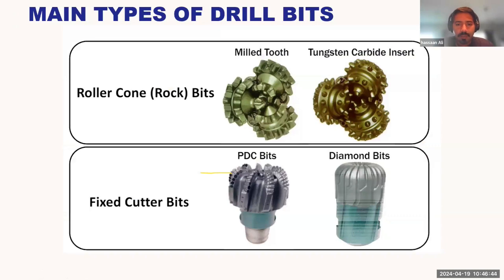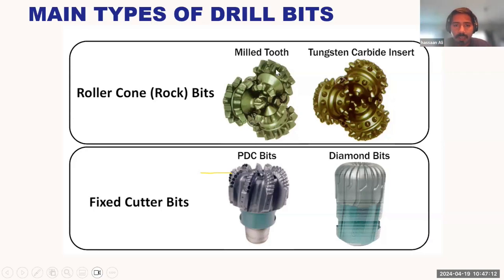Types of drill bits. There are two major types of drill bits. Whenever you talk to a drill bit person, there are two major types. One of them is called roller cone bits. These are primarily used initially when we are drilling the intermediate casing or intermediate well. Effectively, these are big rollers.